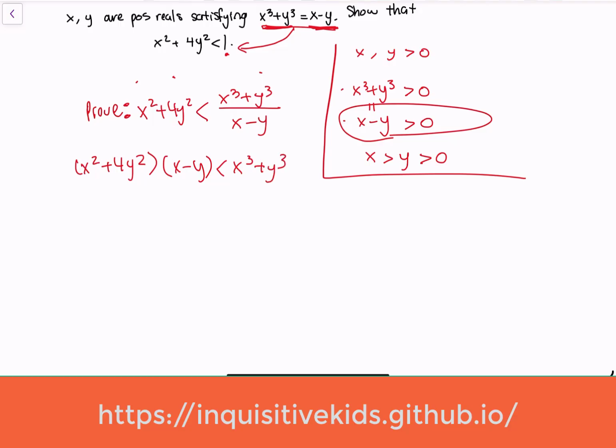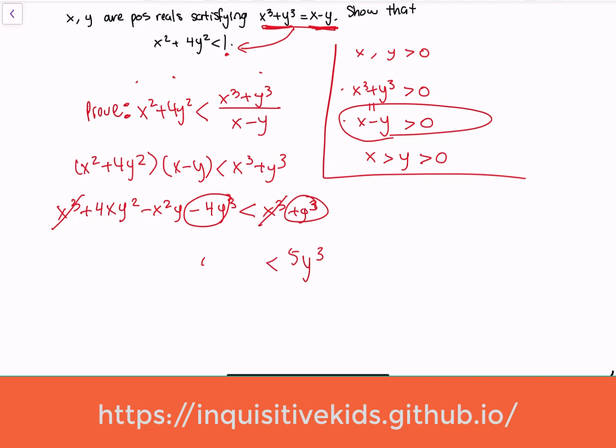Now let's expand the left-hand side. We have x cubed plus 4xy squared minus x squared y minus 4y cubed. It's less than x cubed plus y cubed. Let's combine like terms. We're left with this inequality. And because we know that y is positive, we can go ahead and divide y from both sides.